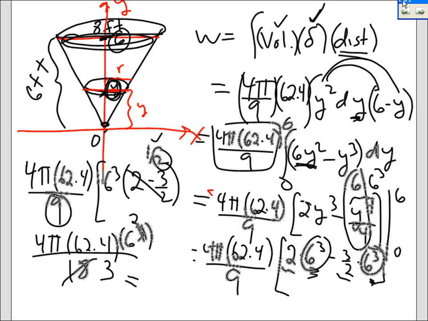3 goes into 62.4 20.8 times. So it's 4 times 20.8 times 2. 4 times 2 is 8 times 20.8 times pi. Okay, so that finishes that problem.